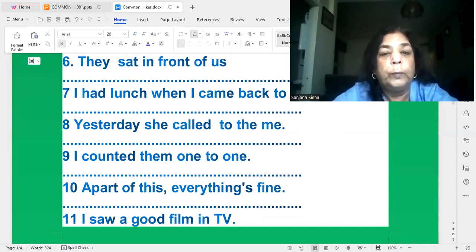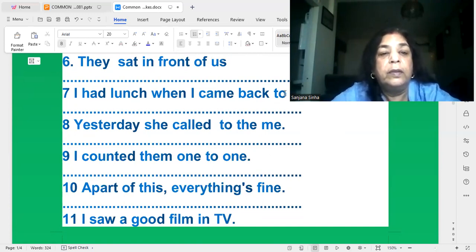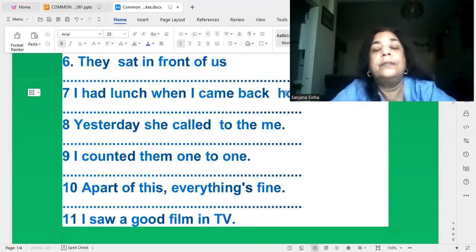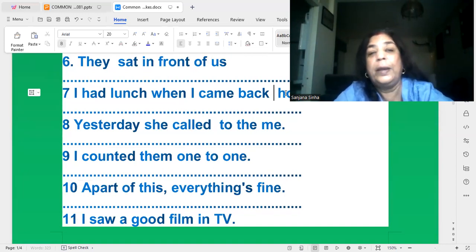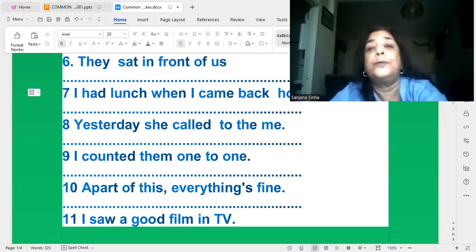I had lunch when I came back to home. I had lunch when I came back home. Here "to" is not required. Sometimes you can delete the prepositions. Or if you want to really use "to": I had lunch when I came to my house. But then why make it complicated? I had lunch when I came back home. Or, I had lunch when I reached home. "To" only if you're talking about a house. You went to his house. They went to their house. So, "to" if only you're using house. Otherwise, no.